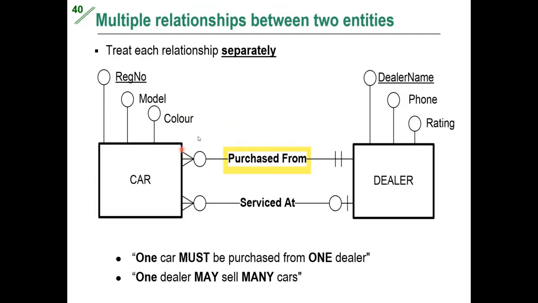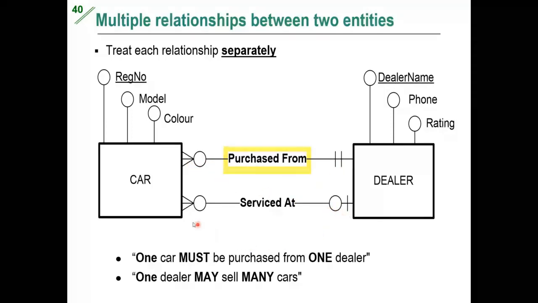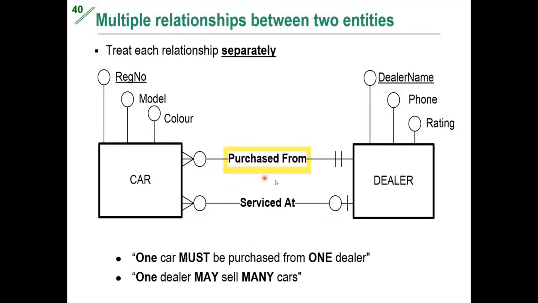So how can I read this one? Always start with one. One car must be purchased from one dealer. By the way, I have established the cardinality relationship together with the cardinality constraints. These are the cardinality constraints, and these are the cardinality relationships. So the first one: one car must be purchased from one dealer. And then right to left, you need to revert the other way around: one dealer may sell many cars, right?